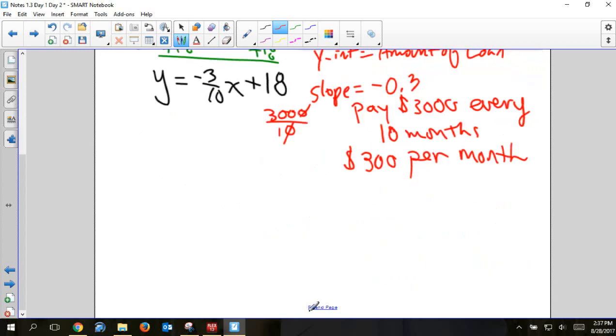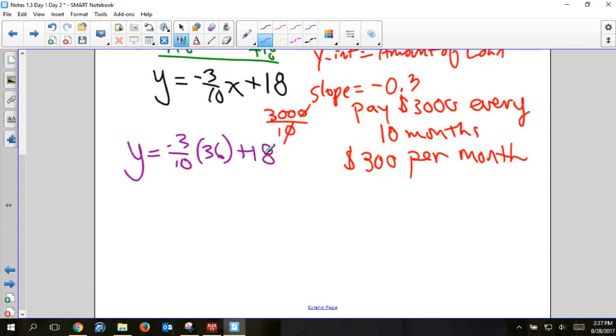All right, then the last is, what is the remaining balance after 36 payments? So where does 36 go into the equation? Is it the x's or is it the y's? What's 36? X's. It's the months. So we'll put that in. We'll have y equals negative 3/10 times 36.